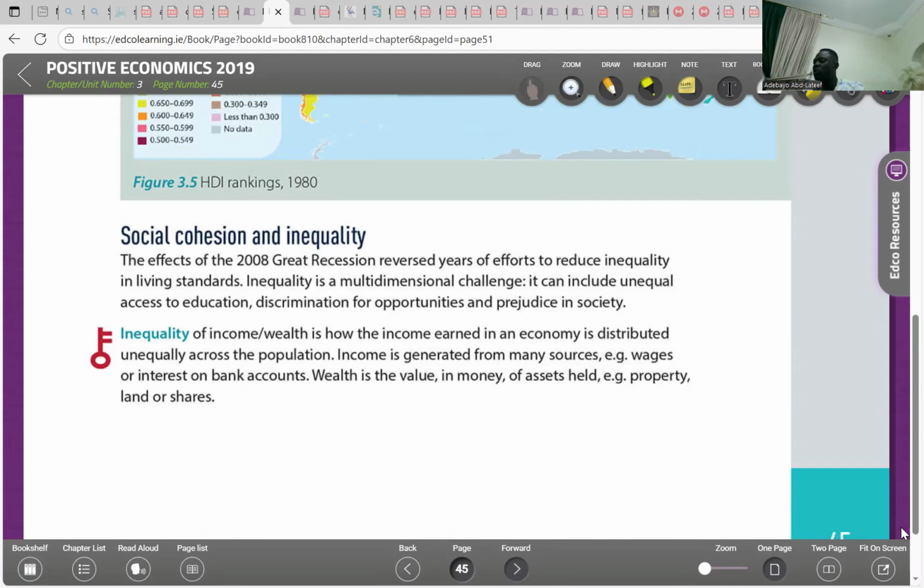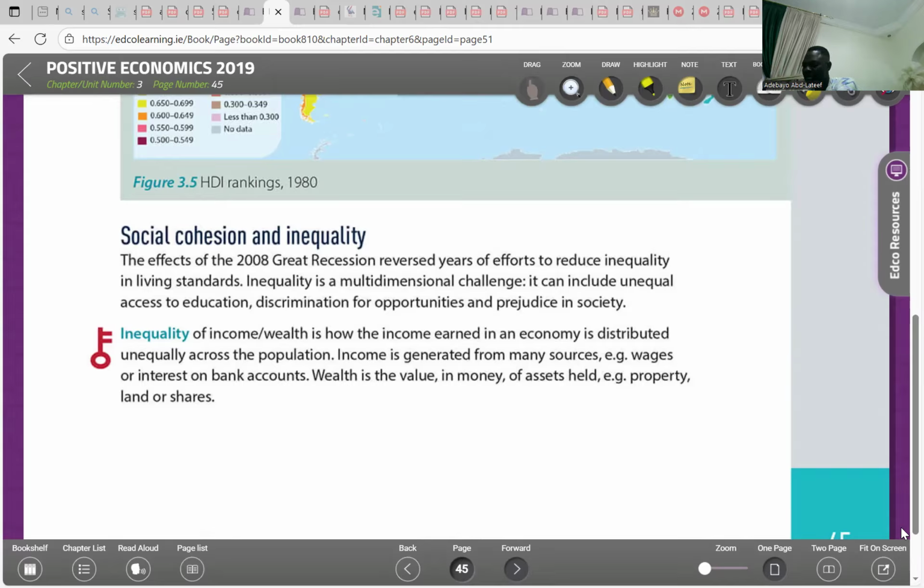But all in all, to know if the economy is growing or not, we can know through social cohesion and inequality. If inequality is increasing in the country, it means the country is not growing. But if inequality is reducing, it means the country is growing. So the gap between the rich and the poor determines if the country is growing or not. Do you get that or not, please?